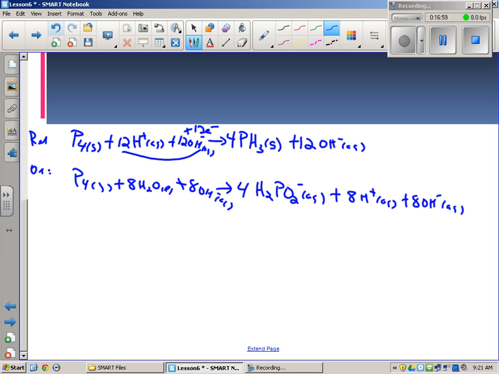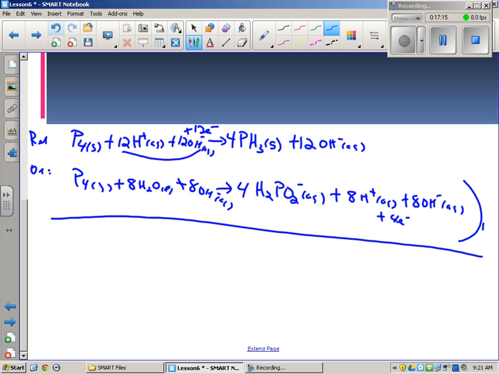This is neutral. 8 plus, 8 minus. So 8 minus, 4 minus. I'm going to add 4 more to this side here. Okay? We'll add them up. We're going to multiply this by 3, of course, to get the same number of electrons that lost equals gained.